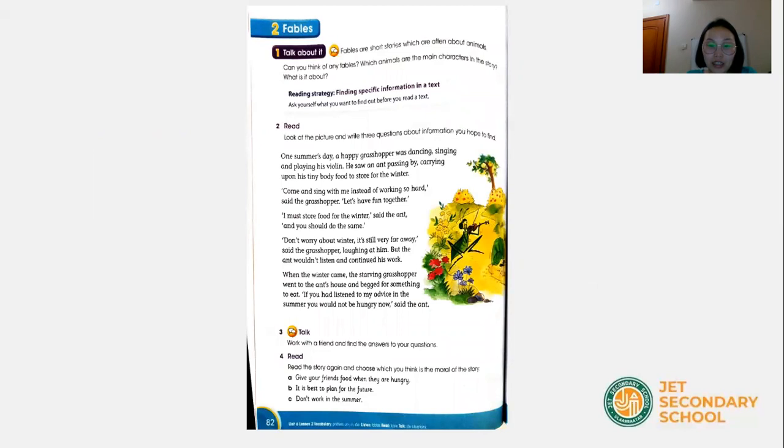So let's read an example, which can be found in our Learner's Book, page 82. There's no title. It's the fable called The Ant and the Grasshopper. Let's start reading. One summer's day, a happy grasshopper was dancing, singing, and playing his violin. He saw an ant passing by, carrying upon his tiny body food to store for the winter.